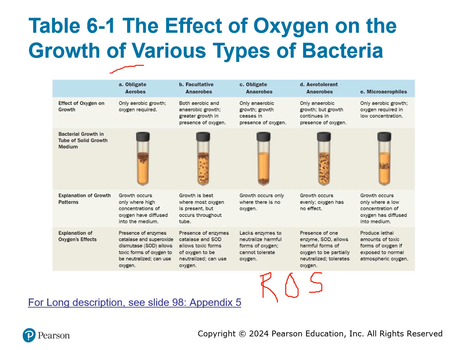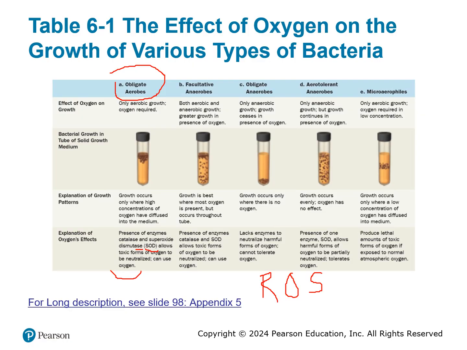So obligate aerobes, they're going to have two enzymes. We already learned about one because it's also present in potatoes. Catalase is one of those. And then the other one is going to be SOD for short, superoxide dismutase. You see that ends in an ase. It allows toxic forms of oxygen to be neutralized. And these guys can use oxygen because they have these two enzymes that are going to neutralize those reactive oxygen species.